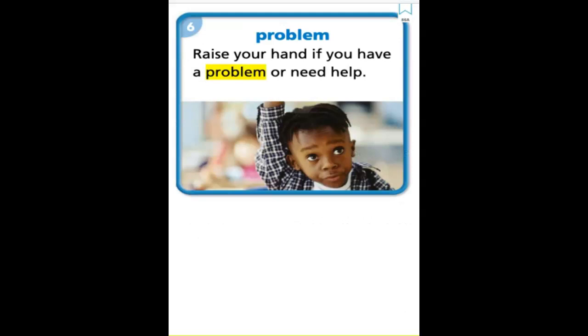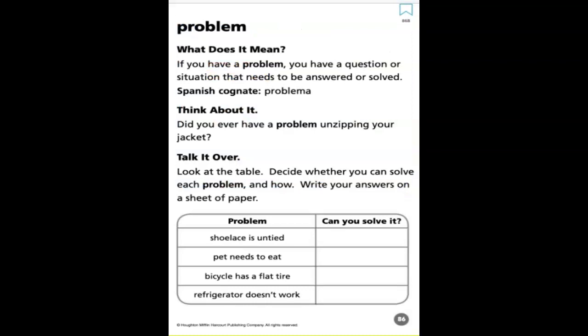Number 6, problem. Raise your hand if you have a problem or need help. What does it mean? If you have a problem, you have a question or situation that needs to be answered or solved. The Spanish word is problema. Think about it. Did you ever have a problem unzipping your jacket? Talk it over. So let's look at the table and you're going to tell me, can you solve the problem?